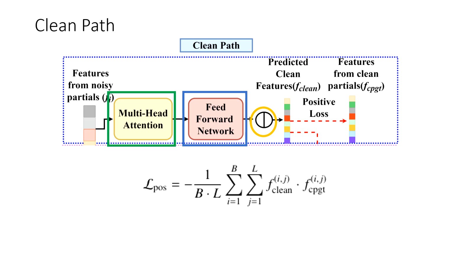We're trying to maximize the similarity between the predicted clean feature and the features from the clean partial. We calculate this by using a negative similarity. It's called the positive loss because it is formulated as a negative cosine similarity, which actually has to be minimized.